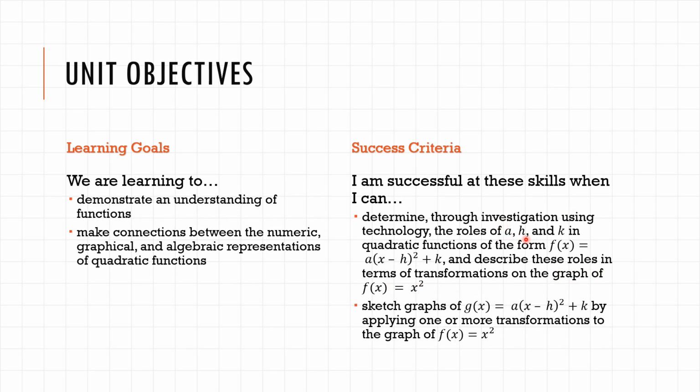Determine what a, h, and k do in the vertex form of a quadratic function, and describe them in terms of how they transform the base function x squared. And then using that, you should be able to sketch the graph of y equals the vertex form of a quadratic function.